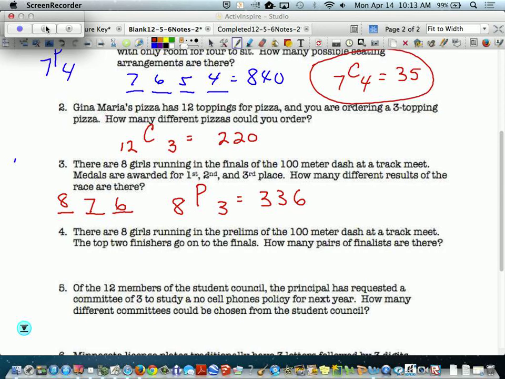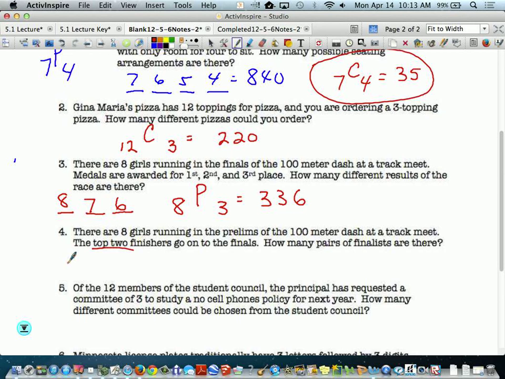Same as a permutation. What if the same 8 girls are running what they call a prelim? Because if we have too many people in a race, we can't fit them all on the track. So you put together prelims or heats. And so then we're going to run 8 girls at a time, and only the top 2 get to move on. So we might have 4 of these races, and we'll take 2 from the first race, 2 from the second, 2 from the third, and 2 from the fourth.